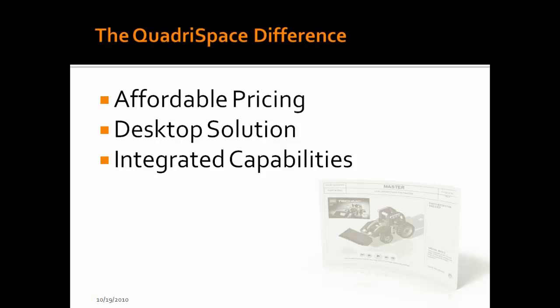As far as the difference goes, QuadraSpace is an affordable, off-the-shelf software. It's very easy to install and use. You'll see as we go through the demo in just a second that it has a ribbon interface, so it's very familiar to many people at this time. And it includes all of the capabilities that you would need in order to create illustrations and animations. That means that by importing your 3D model directly, you can rapidly generate a set of illustrations or a storyboard of an animation and then publish that.